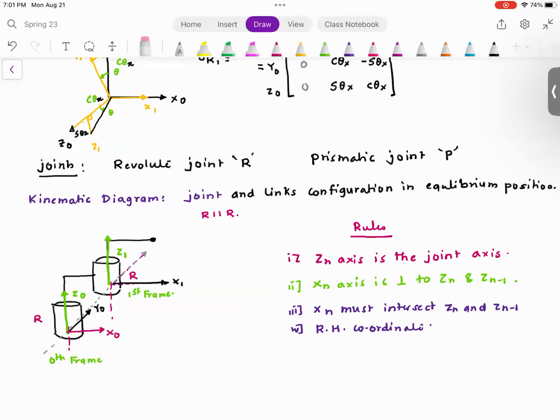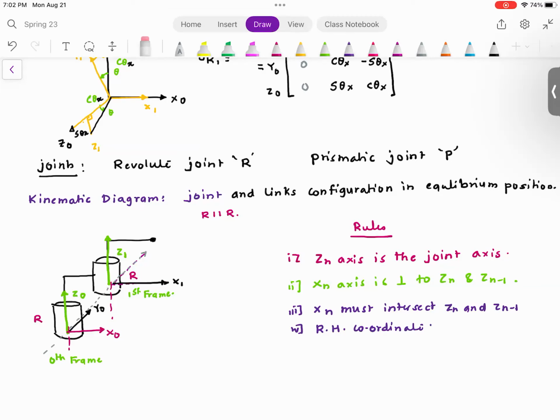Excuse me, can you repeat again how X1 is not intersecting with Z0? Right now, which X1? The previous X1? No, this is X1, the first frame. This X1 is intersecting with Z1, and this X1 is intersecting with Z0 because Z0 goes infinitely up. The only thing is, if my X1 would have been in this direction, then it would go parallel to Z0.